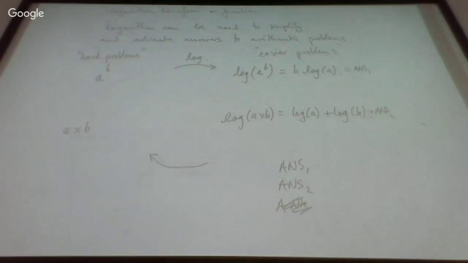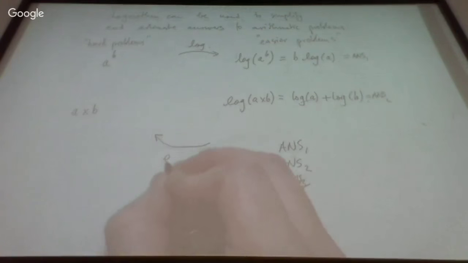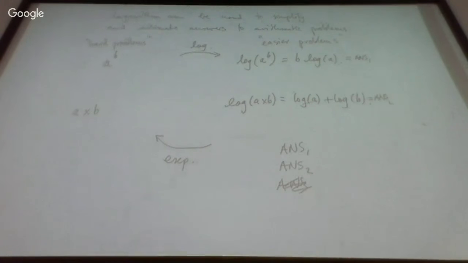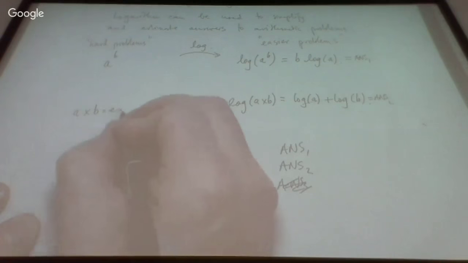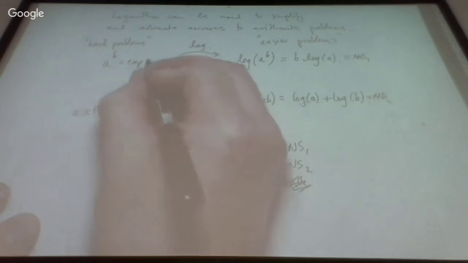Okay. And, well, this would be the exponential function. Going back the other way, this is the inverse of the logarithm function. Okay. And so the answer to this problem of what you get when you multiply a times b will be the exponential of answer 2, what we have here. And a to the power b will be the exponential of answer 1.